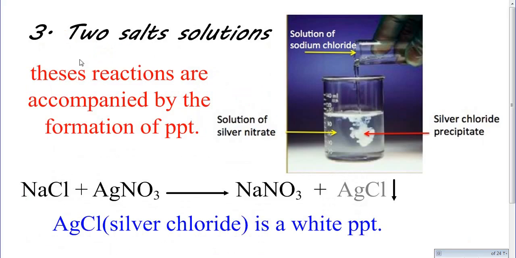The third type in this part, two salt solutions. Two salt solutions together, as you see, all of them react together and give us two other salts. Okay, these reactions are combined by the formation of a precipitate: NaCl, sodium chloride, plus AgNO3, silver nitrate, gives us NaNO3, sodium nitrate, and AgCl precipitate with a white color.